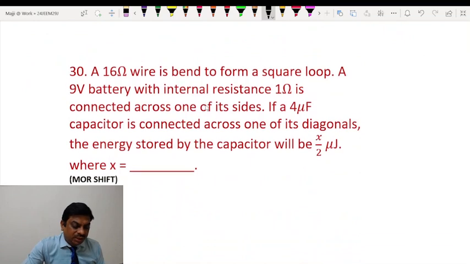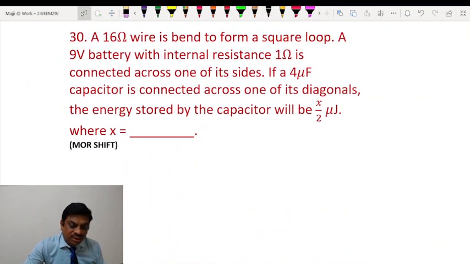Then moving to the next question, that is question number 30. If a 16 ohm wire is bent to form a square loop, a 9 volt battery with internal resistance 1 ohm is connected across one of its sides, and a 4 microfarad capacitor is connected across one of its diagonals. The energy stored by the capacitor will be.